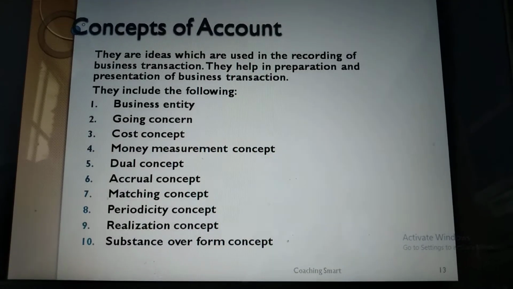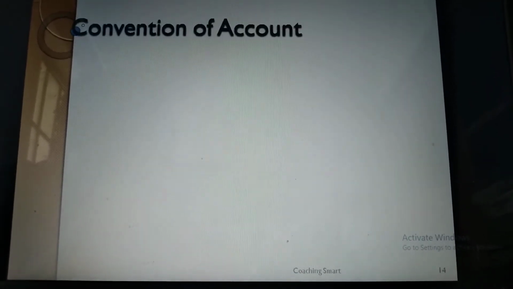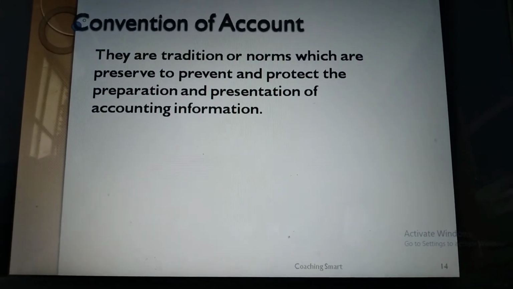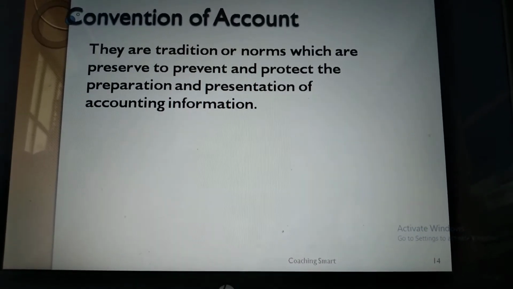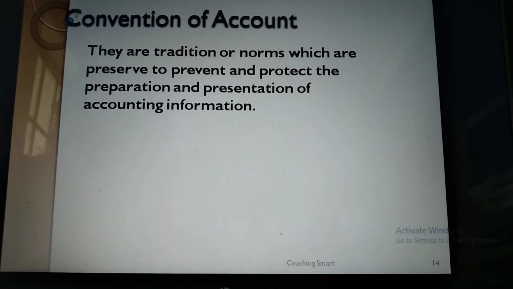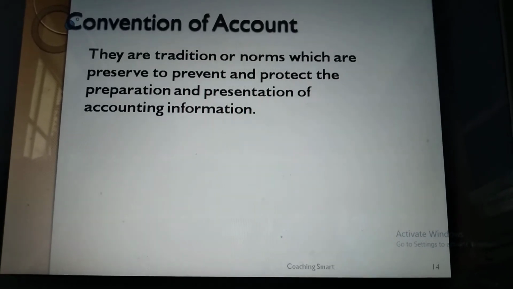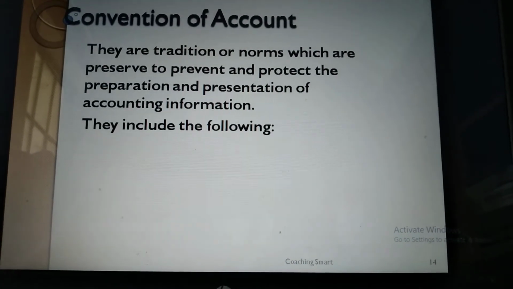These are the basic concepts of accounts. We come to the conventions of account. Conventions are traditions or norms which are preserved to prevent and protect the preparation and presentation of accounting information. In convention, we have 4 conventions.